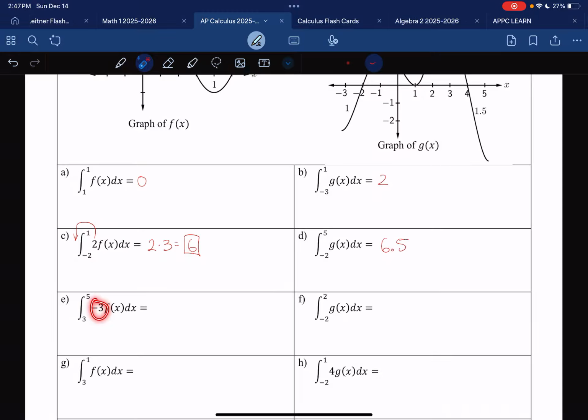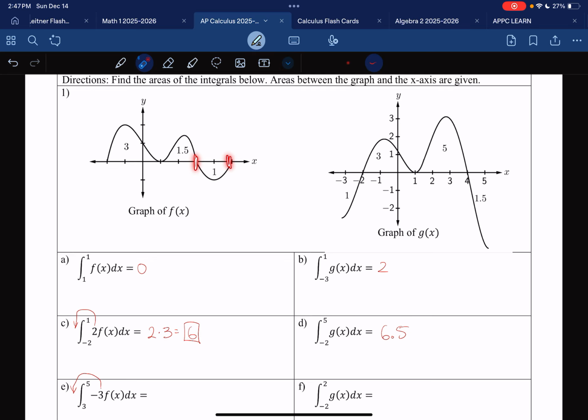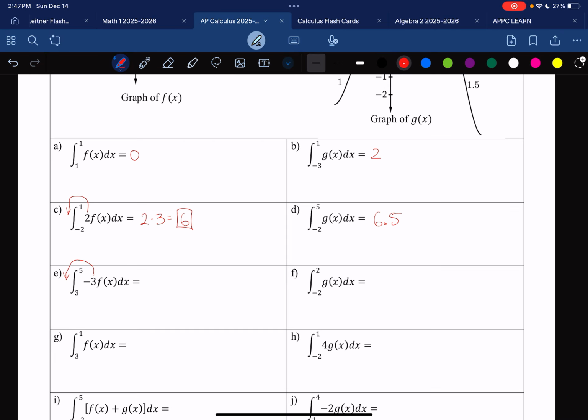Okay, so again, I'm pulling that -3 out. So this is going to come out here. This is really going to be, what is the area between 3 and 5? We're going to multiply by -3. So from 3 to 5 is an area of -1 because we're below the x-axis. So this is going to be a -3 times a -1, which is a +3.